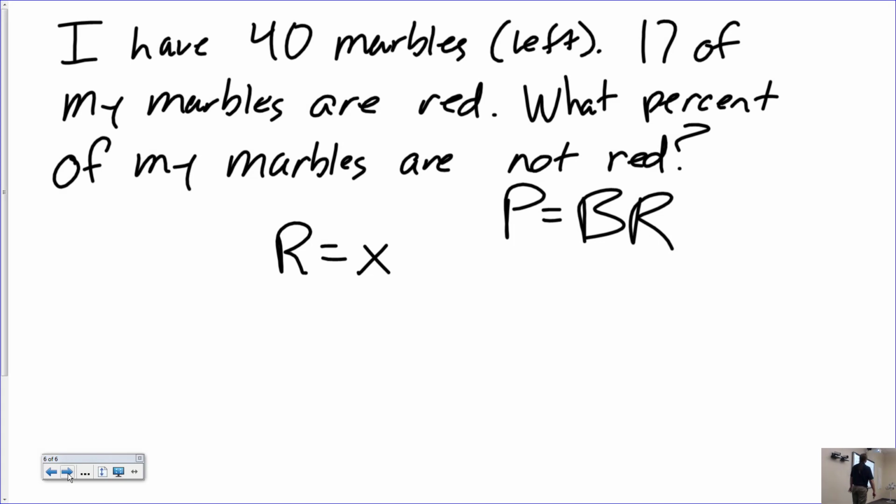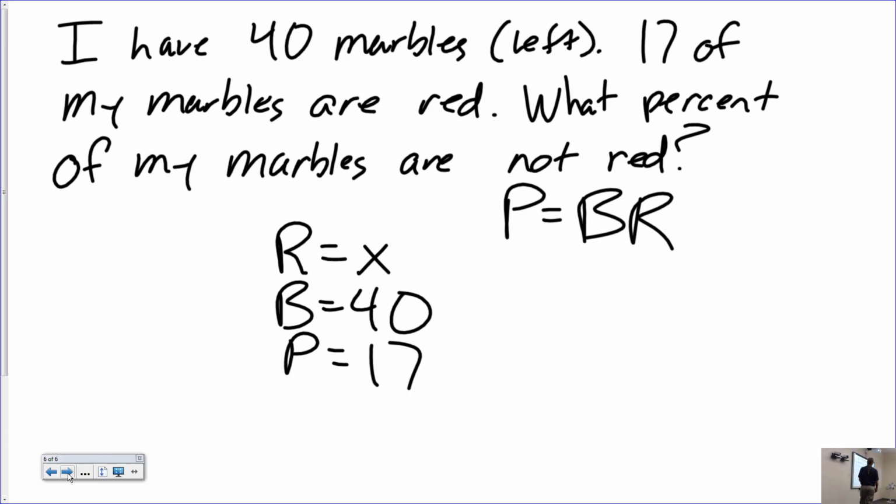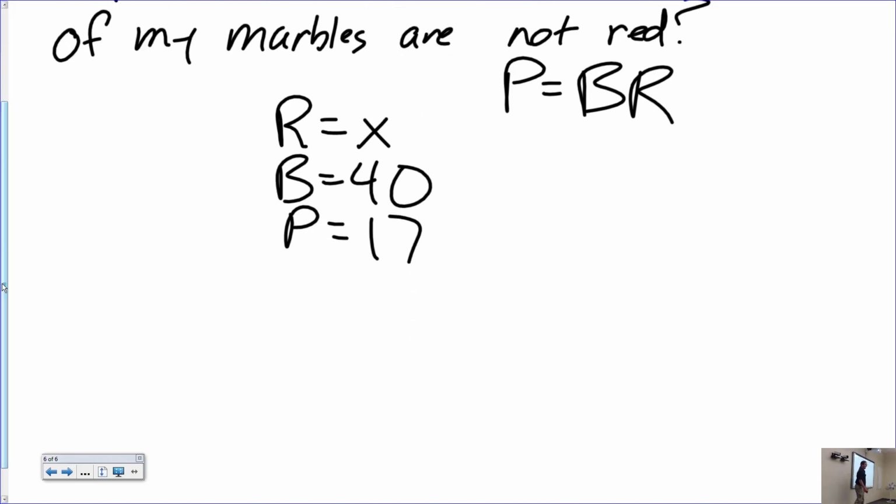But now, what else is P and B? B is 40, P is 17, because the 17 of my marbles, hence I'm telling you a portion of my marbles are 17, thus the 17 is a part. And this one's a little bit more obvious just because when you're dealing with marbles, you know the larger number is going to be the base because that's got to be the total number, and the smaller numbers have to be a part of it. Do realize that that's not always the case, but it is with certain physical items. All right? So, now I can plug and chug, right?